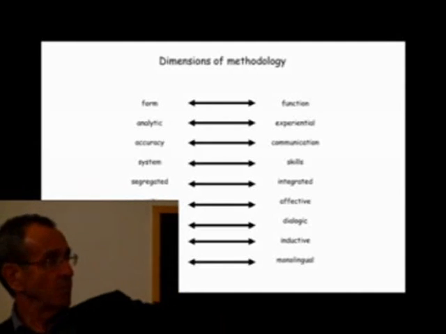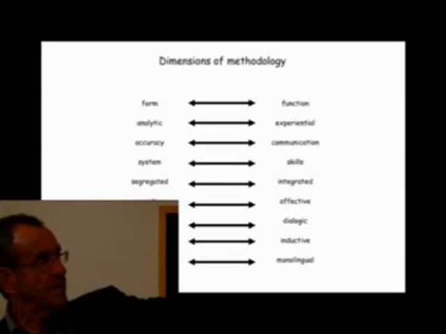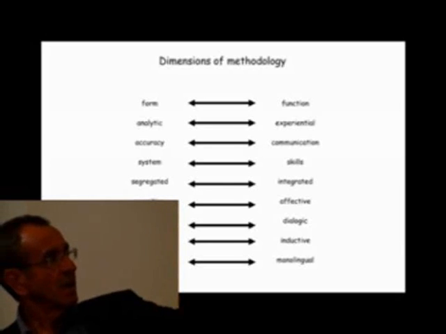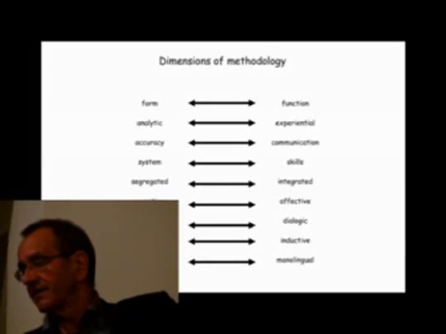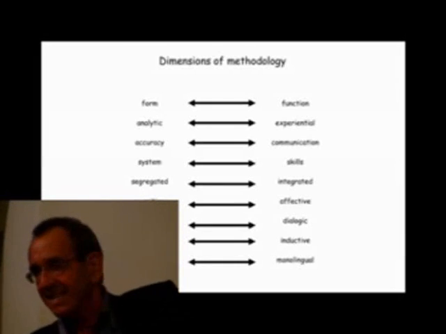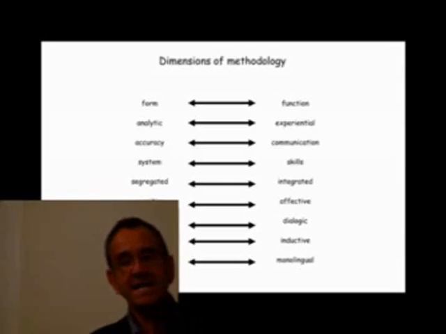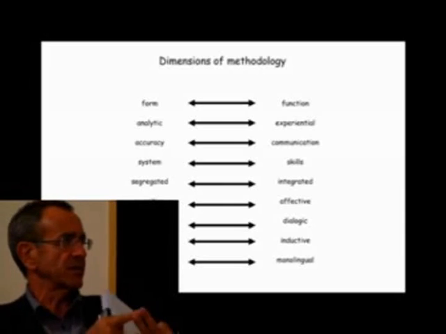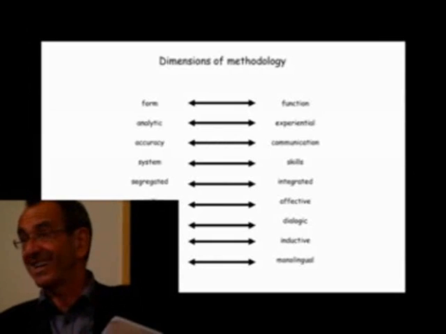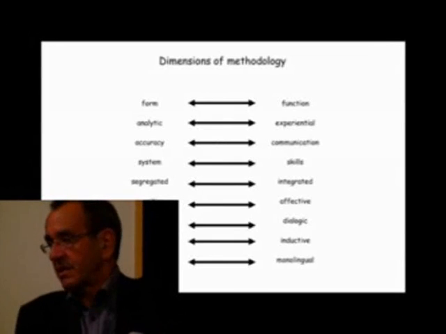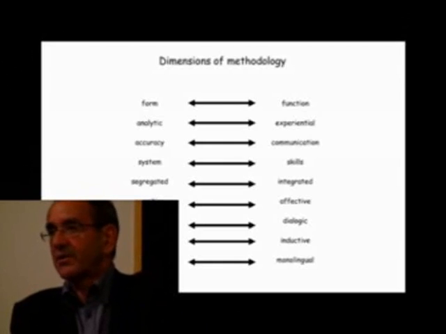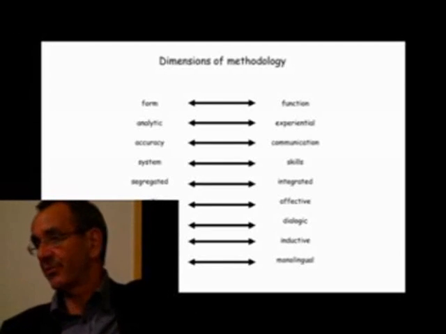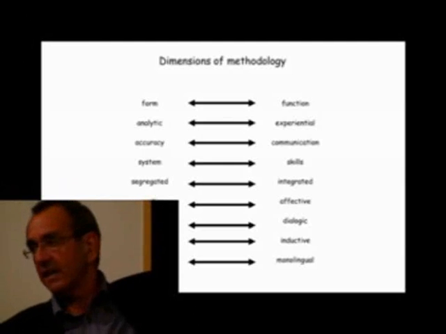But I think you can see that if you look at that list there as it is, and if you look at the left-hand side, and if you think for a second what methodology ticks all those boxes on the left-hand side. In other words, where the parameter settings are way down this end. Anybody like to suggest a methodology which is form-focused, analytic, the focus on accuracy, on systems, segregated, bilingual? Grammar translation. I mean, particularly the bilingual thing, but grammar translation seems to be, as it's traditionally practiced at least, very much down this end of the spectrum.